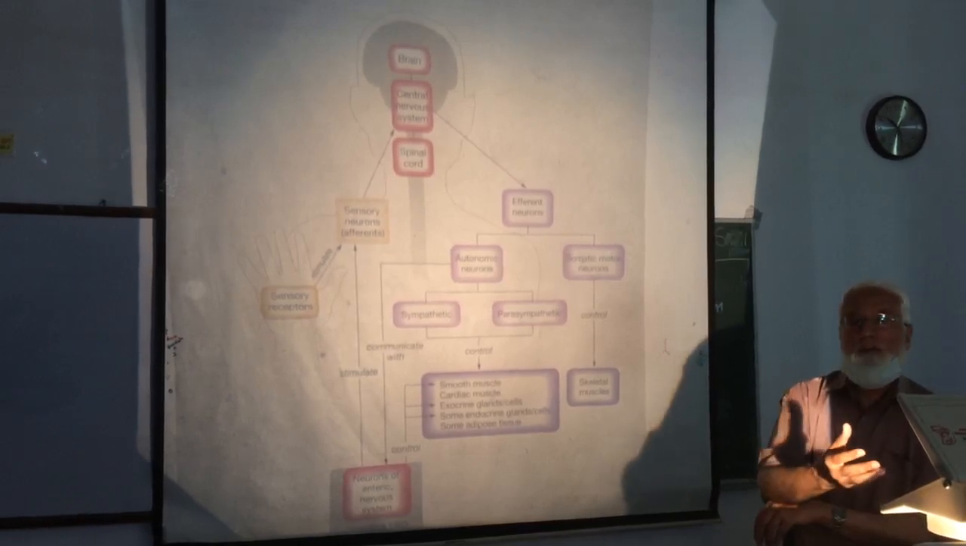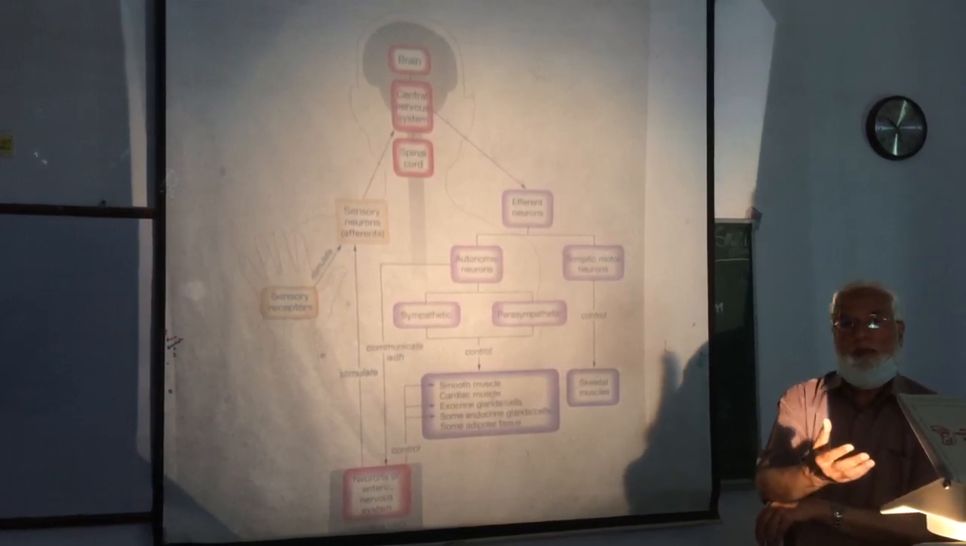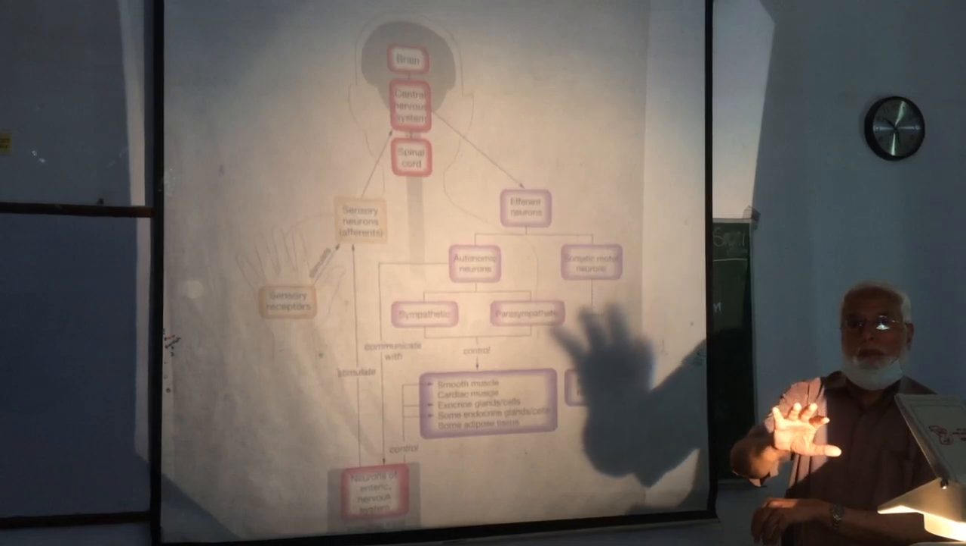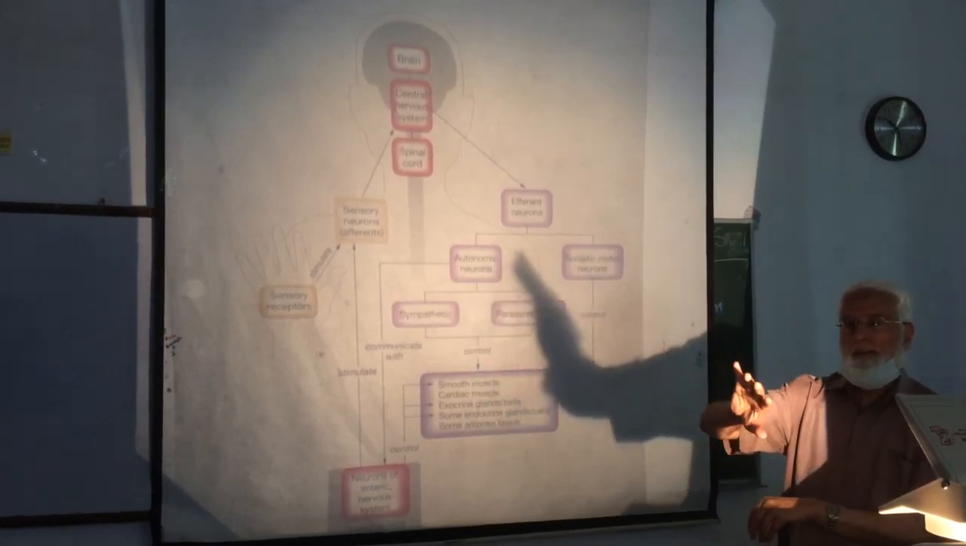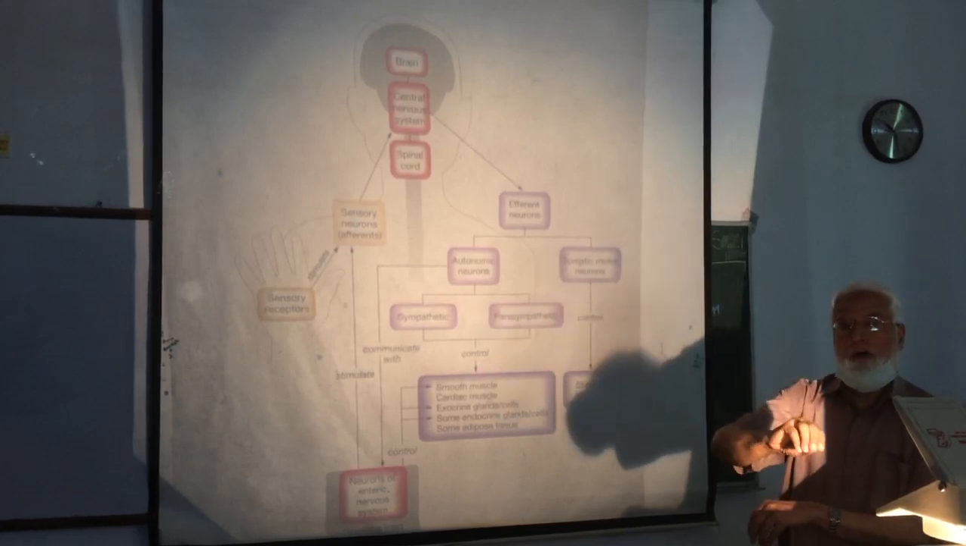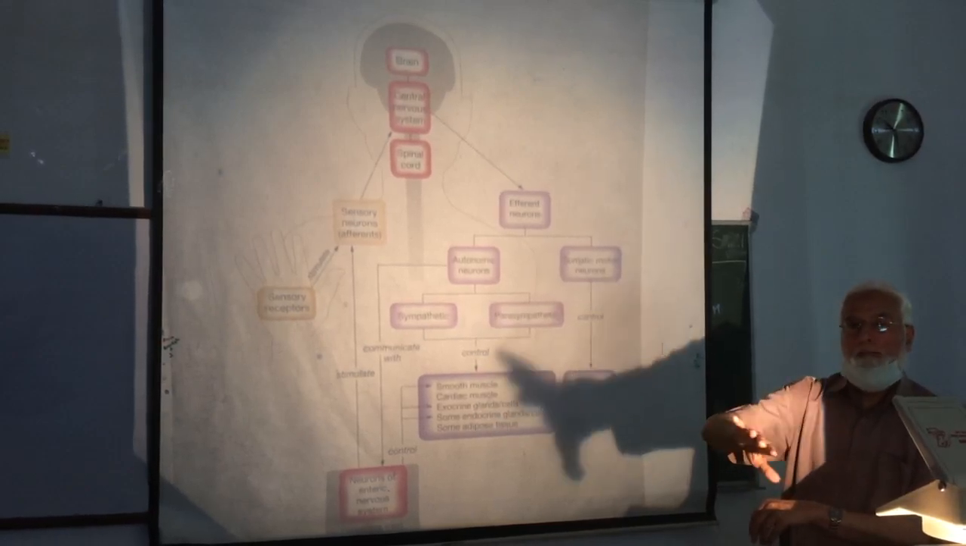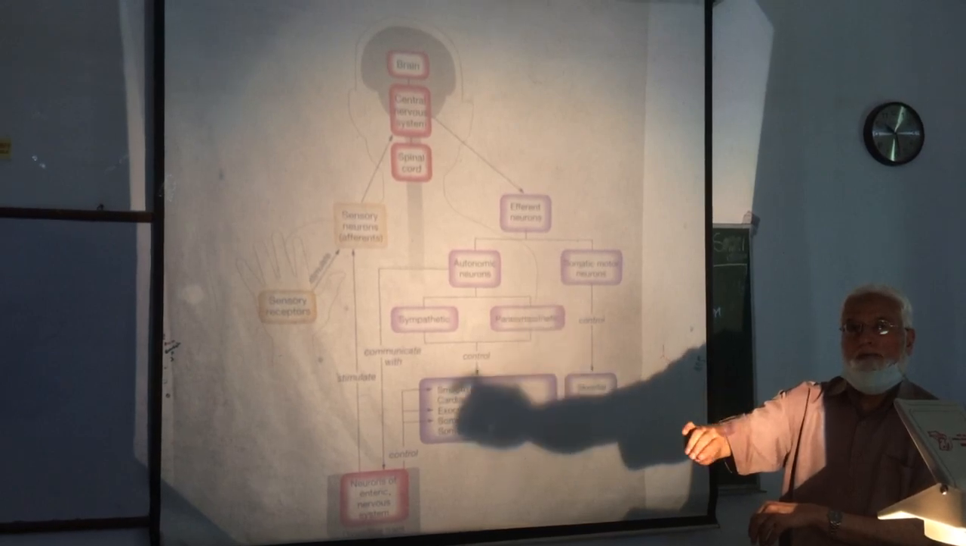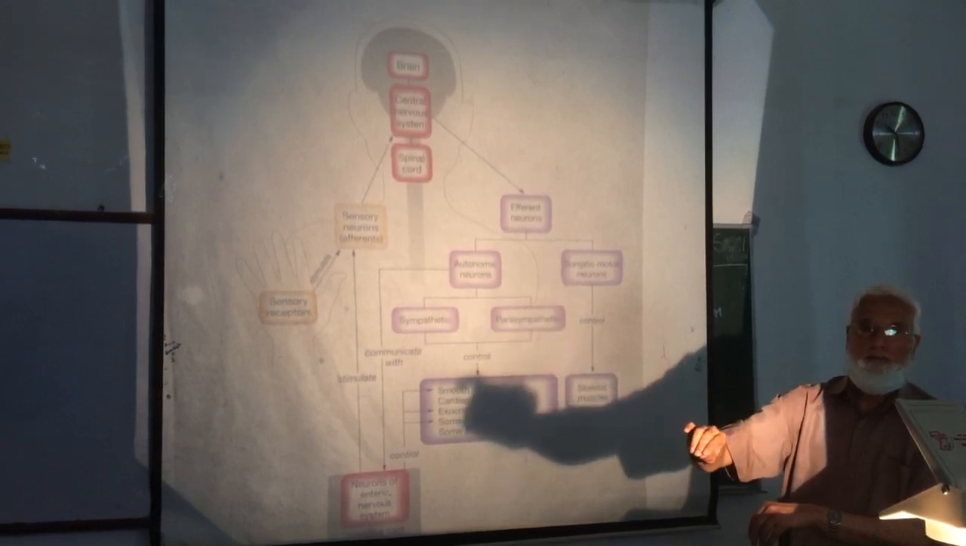Cranial nerves originate from the brain and become the part of the peripheral nervous system. Spinal nerves originate from the spinal cord and become the part of the peripheral nervous system.